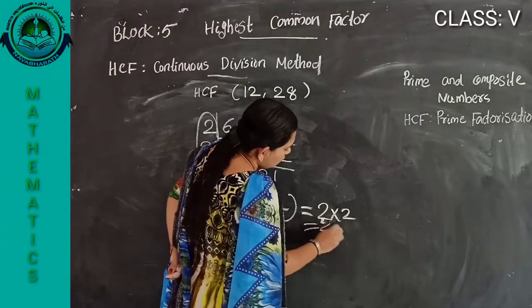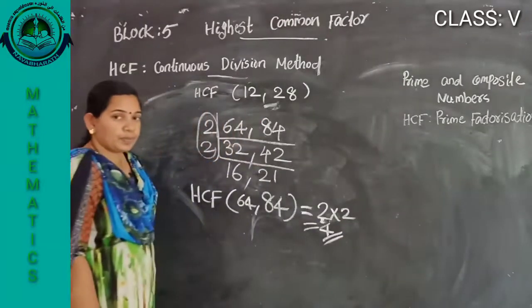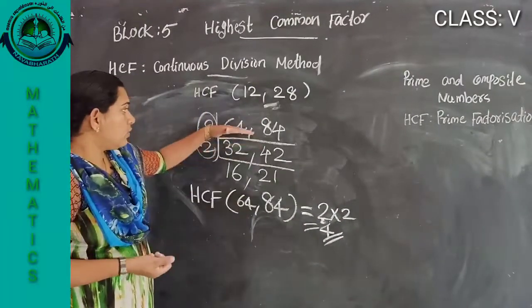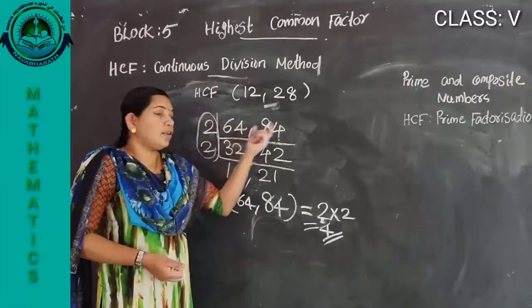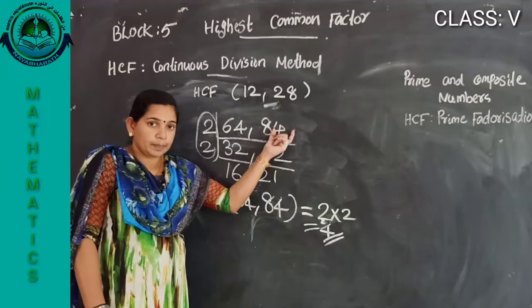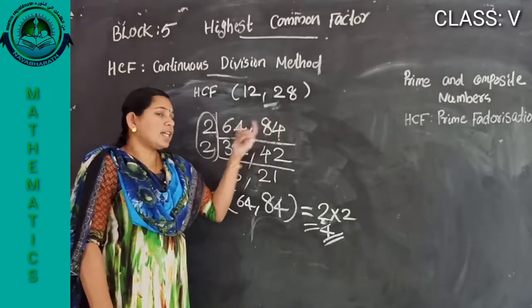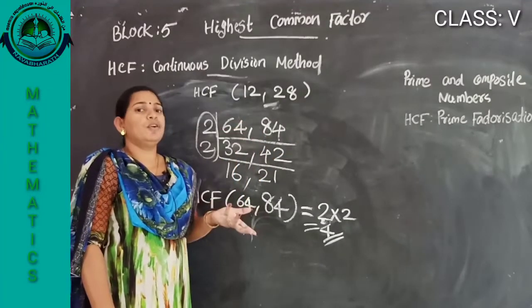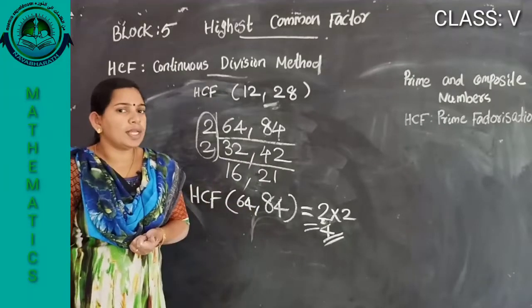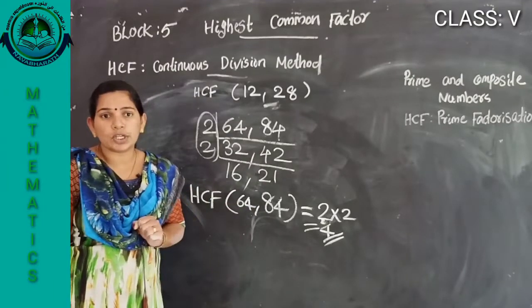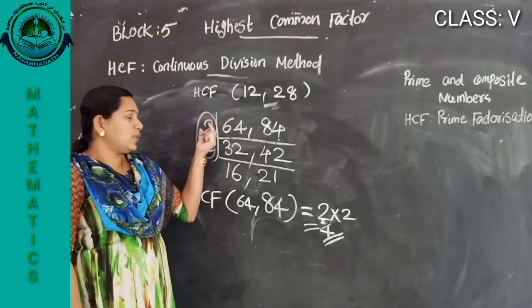2 into 2, 4. Got it? First, we are writing the two numbers here, 64 and 84. Then, which is the common factor here? 4 or 2. We are taking the smallest common factor. 2 is the smallest common factor. Then we are writing 2 here.